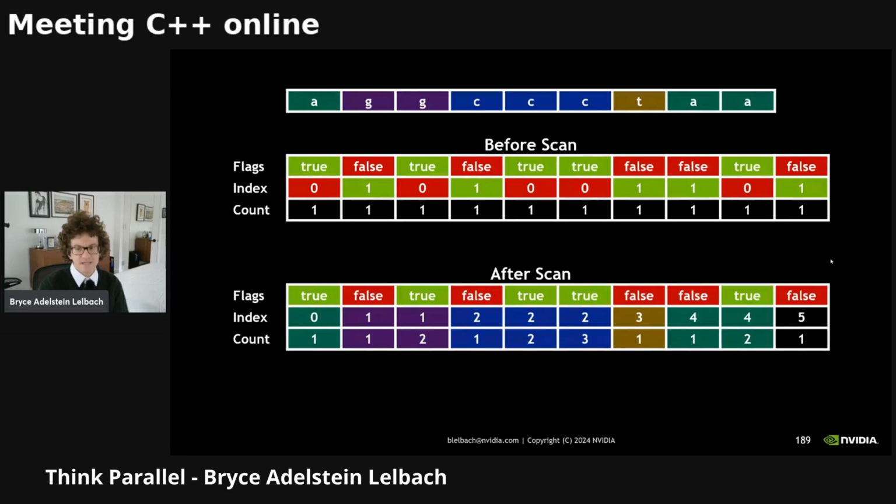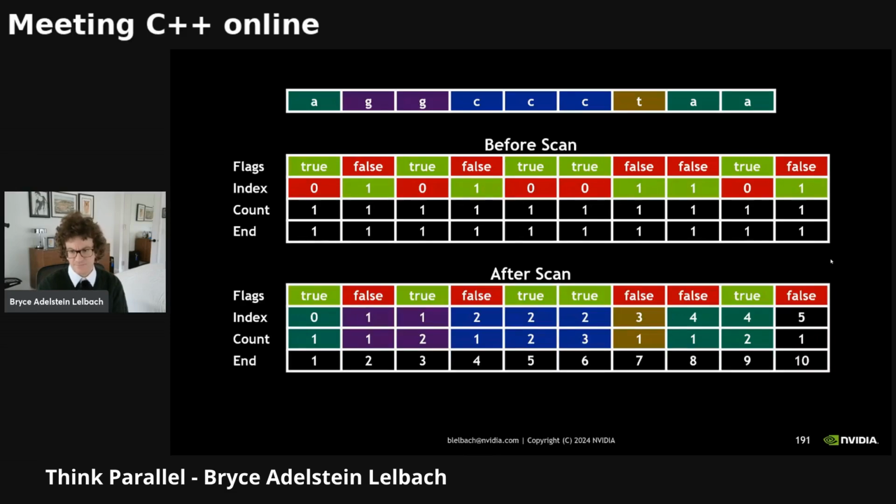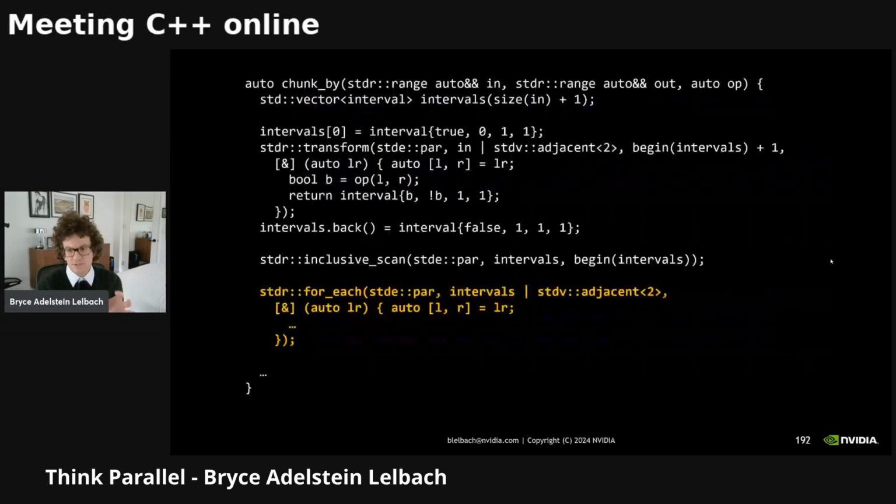Finally, we need to handle the scan of end, which is a bit simpler. This is just a plus scan with no reset, which results in this. And this is what we'll have in the intervals vector after our scan. So next, we have the write pass, where we need to use that information that we've built up in intervals to produce the chunks. This write pass is done on adjacent intervals, which is different from what we did for scan and copy if.